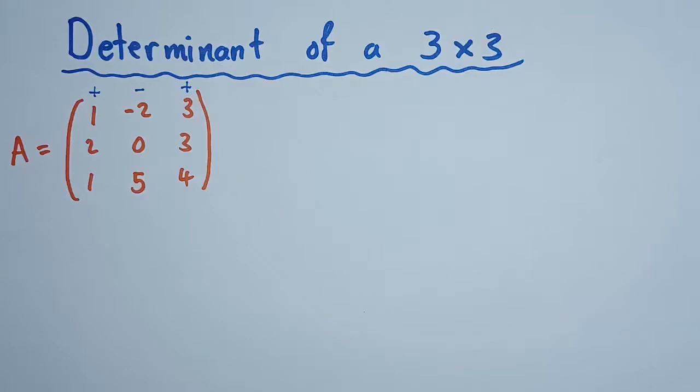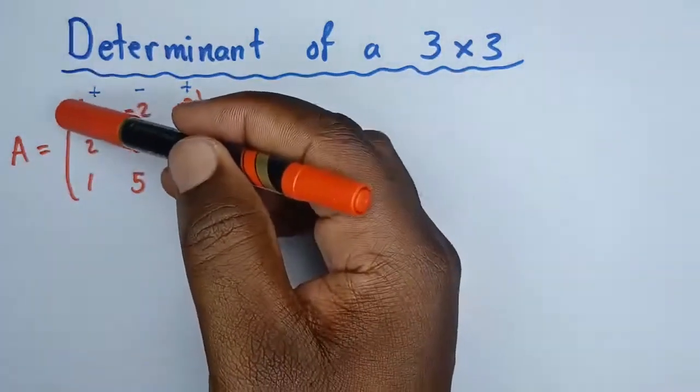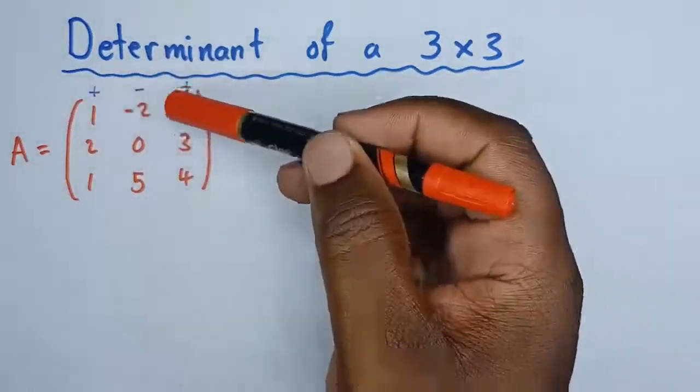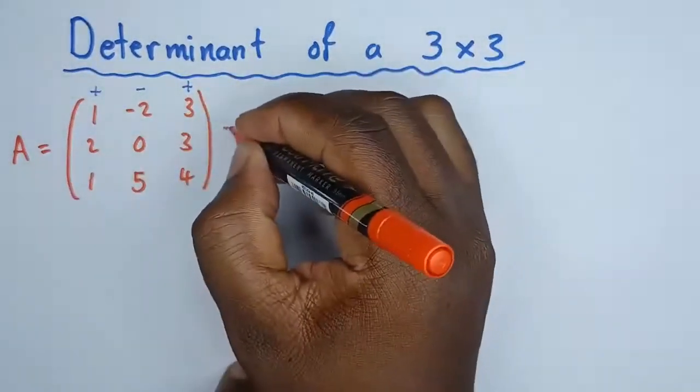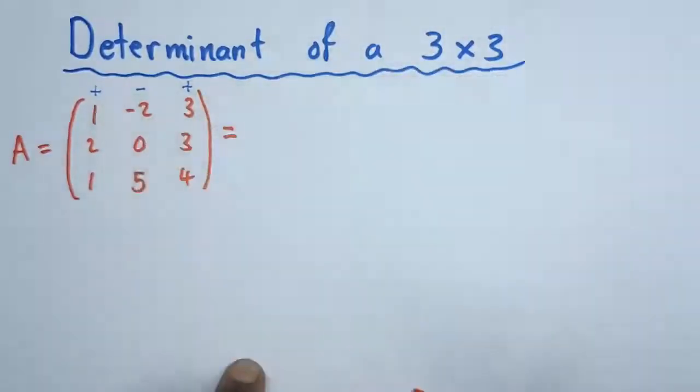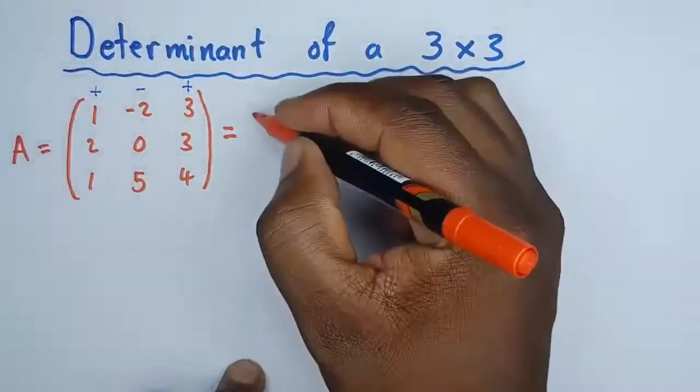Now, what's the meaning of all this? This is what will happen. We're going to be getting these values that we have here on top, which is 1, negative 2, and 3. And we're going to be multiplying them with a 2 by 2 that we're going to be forming. This is what I mean. So the first entity that we have is a 1.